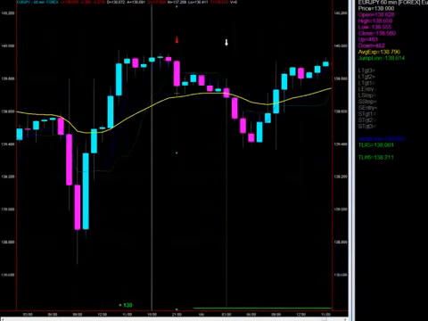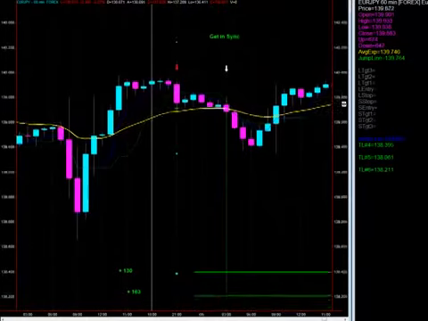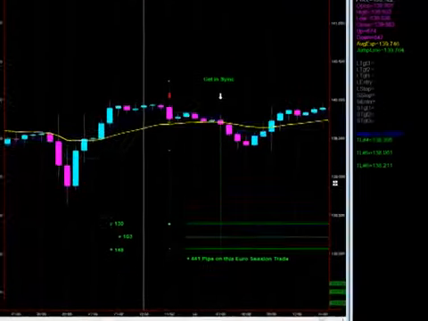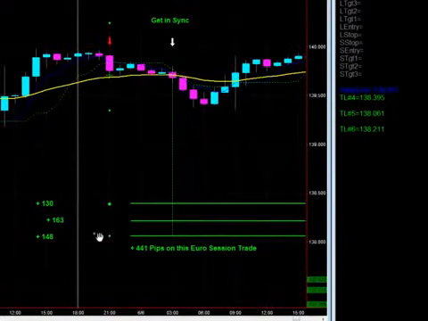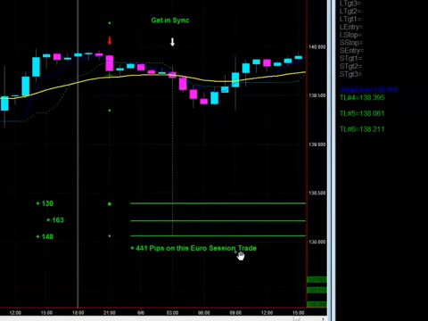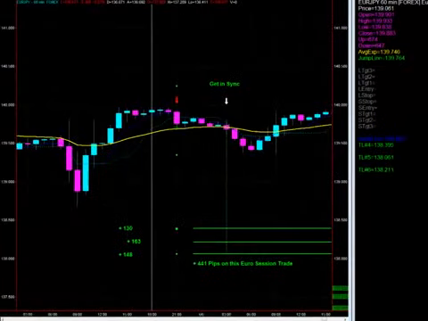This was a huge trade. In fact, I rolled back to the beginning so that we could look and see how big this trade was. Made 130 pips to this target, 148 pips to this target. The trailer made 163 pips, 441 pips on one single trade on an hourly chart trading the Euro Yen with the Trend Jumper Reversal Trader.